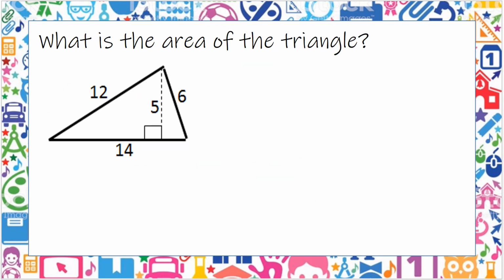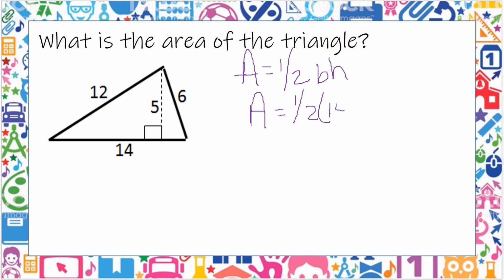Okay, what is the area of a triangle? Well, the area of a triangle, the area equals 1/2 the base times the height. So the base is the bottom, the longest side. So that's 14. And the height is always perpendicular to the base. That means it forms a right angle. So that's going to be 5.